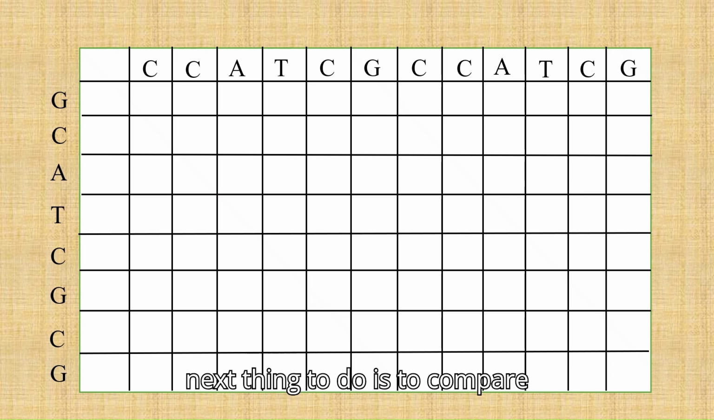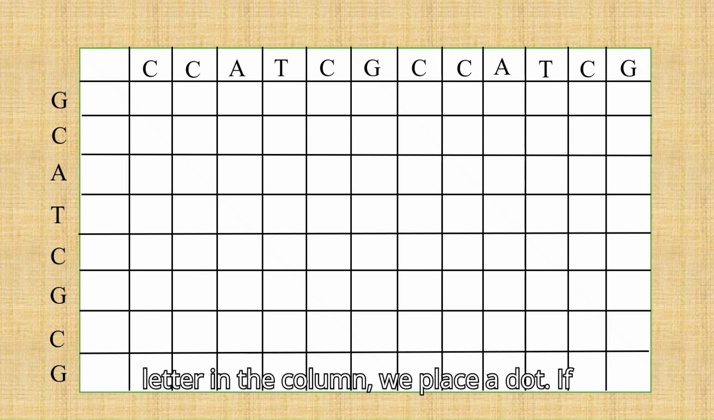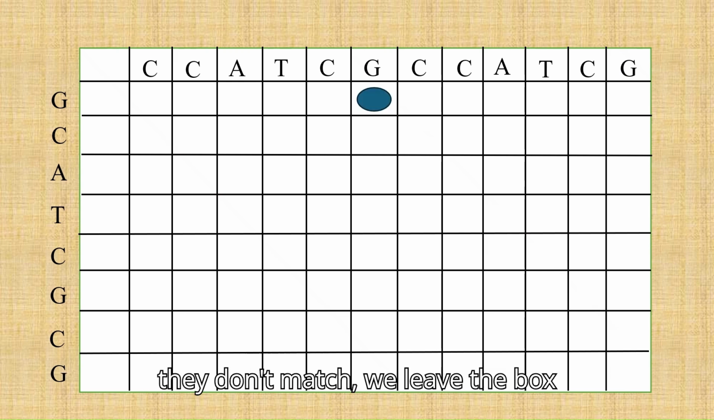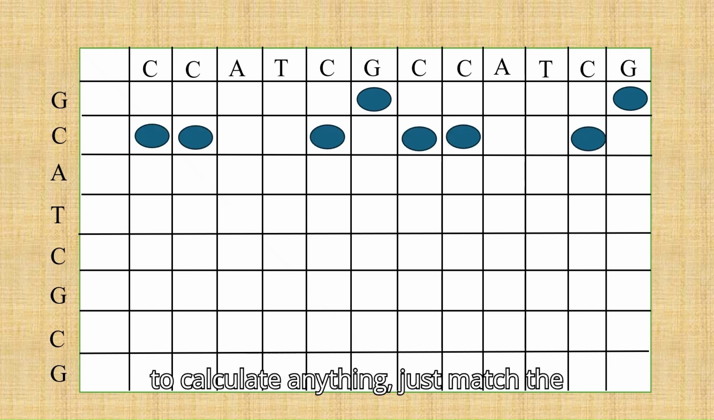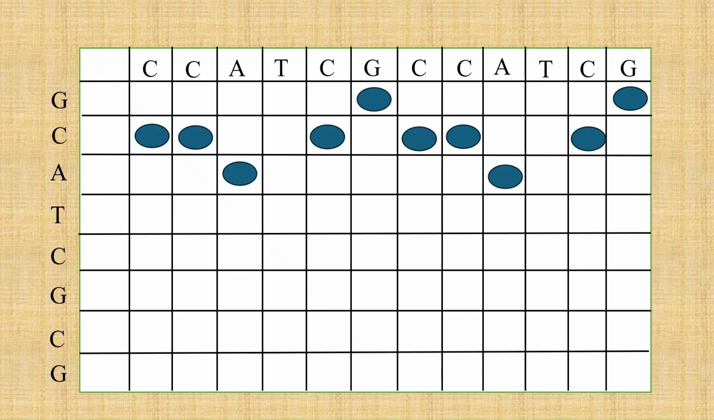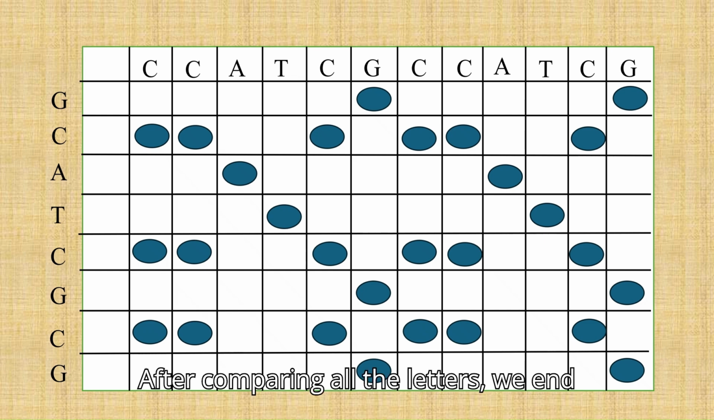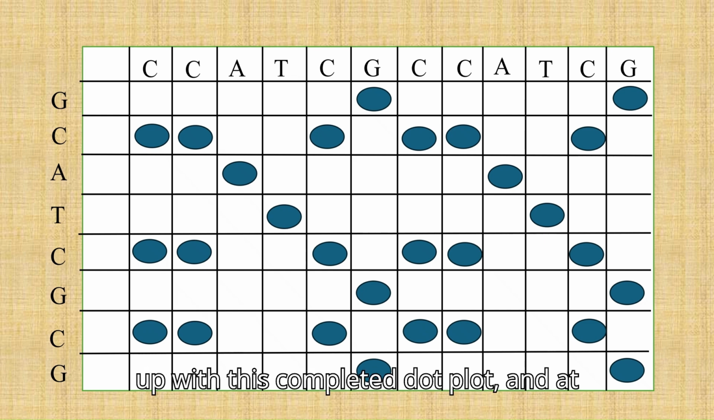Then the next thing to do is to compare the letters. So if the letter in the row is the same as the letter in the column, we place a dot. If they don't match, we leave the box empty. You don't need to calculate anything, just match the letters. After comparing all the letters, we end up with this completed dot plot.